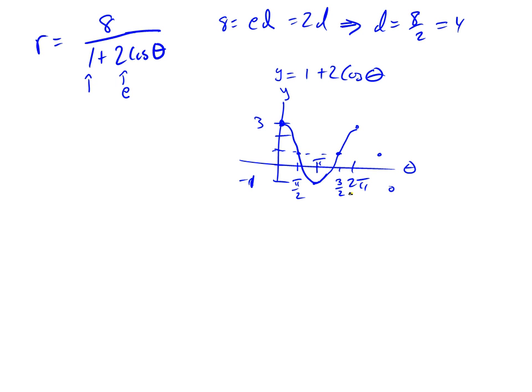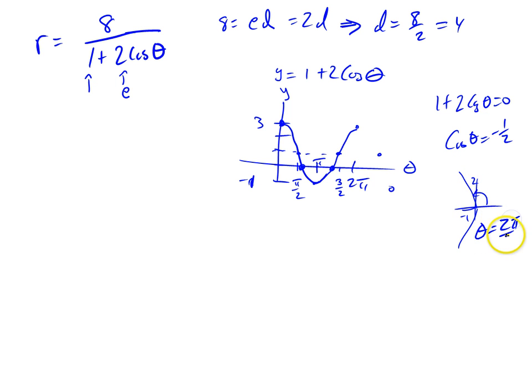Now, this is my denominator, but what it tells me is that there are two places, a little bit bigger than pi over 2 and a little bit less than 3 pi over 2, where that denominator will actually equal 0. In fact, I can figure out when, because I've got 1 plus 2 cosine theta equals 0. So cosine theta is minus a half. There are two places where cosine is negative 1 over 2: a second quadrant angle at 2 pi over 3, and a third quadrant angle at 4 pi over 3. There's going to be zeros there.